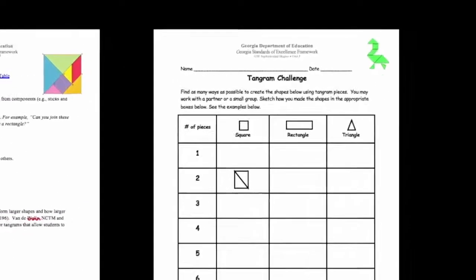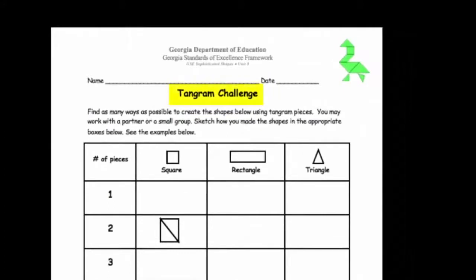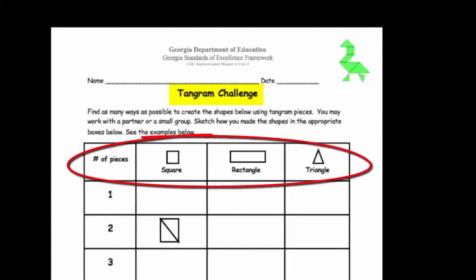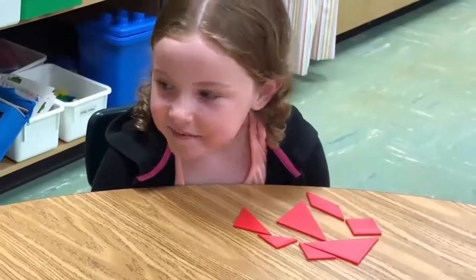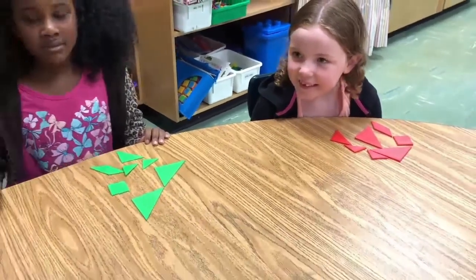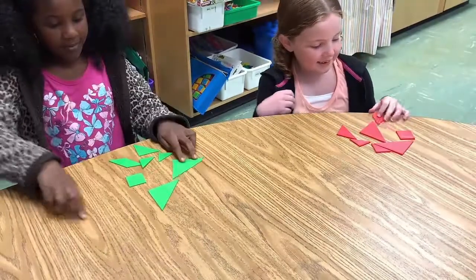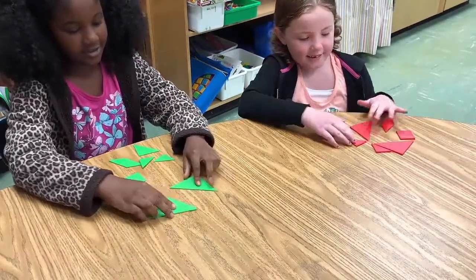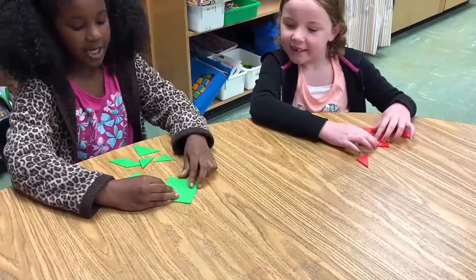In this video, we're going to tackle the kindergarten task from the framework's Tangram Challenge, where students have a set of tangrams and they're asked to create squares, rectangles, and triangles using their tangrams. Let's take a look. So, tell me what you notice about these shapes. Touch them, play with them. What do you notice? I know that these two are the same and you can make a diamond with them.